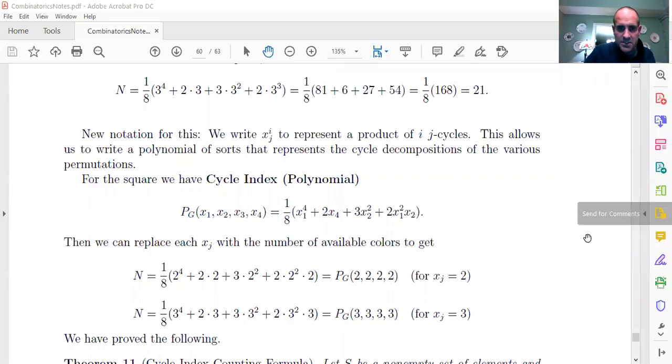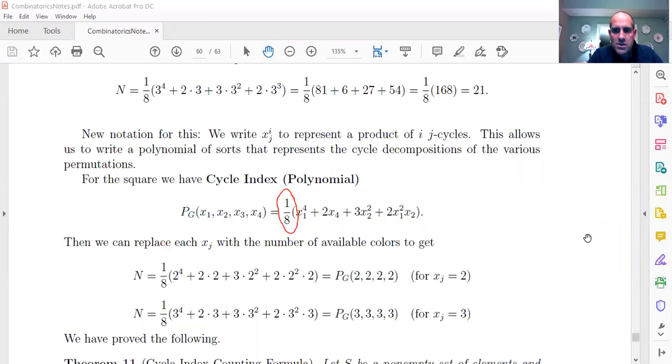All right, let's do a couple of examples. Look at some of the consequences of this thing. I want to point out a couple of things. First of all, I fixed this in the notes, but I neglected to include the 1 over the size of the group in the cycle index polynomial when I was messing around with this last time.